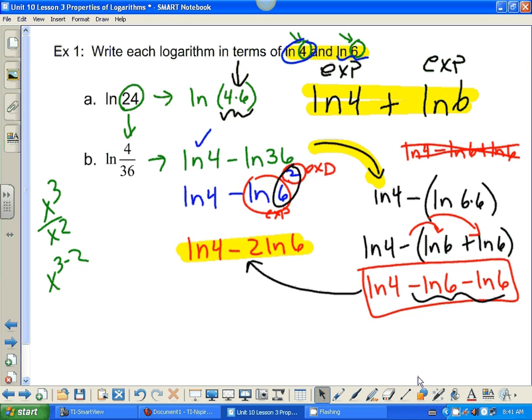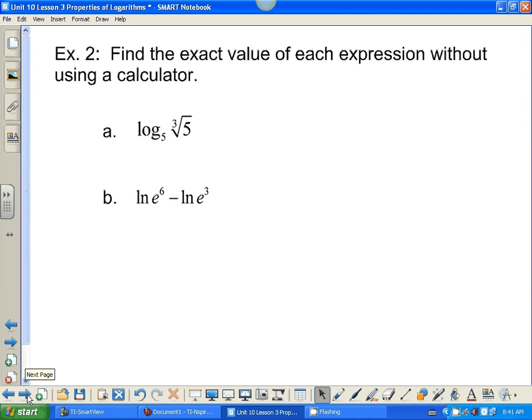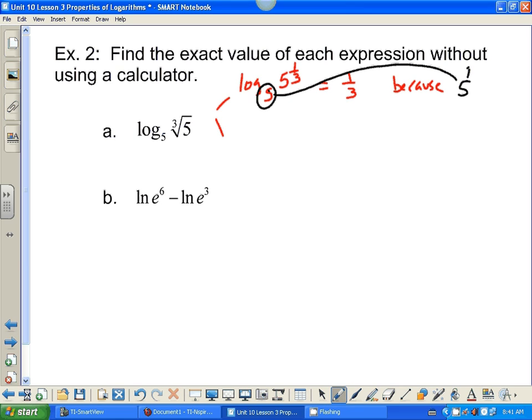Our last 2 slides coming up have to do with, I jumped the gun, hold on. We're going to find the exact value of each expression without using a calculator. Let me show you how to do problem A in 2 different ways. One is to really do it like we did last lesson. If we have log base 5, I can think of this as 5 to the 1/3. A lot of you know that it's just 1/3, because what I'm asking for here is what power of 5 yields me the value 5 to the 1/3. So that's 1/3.